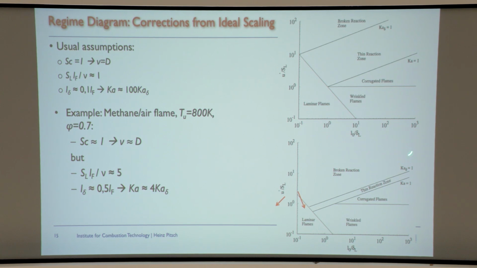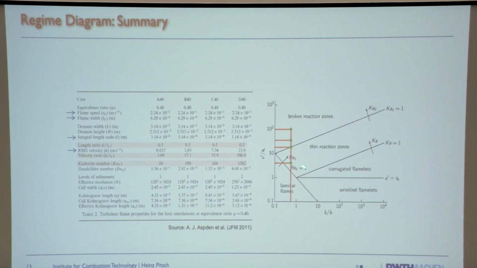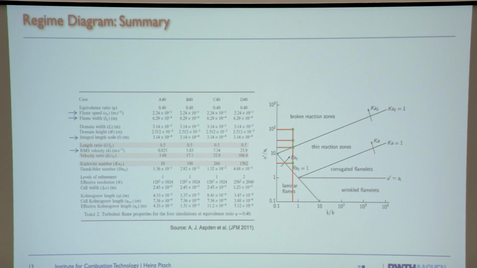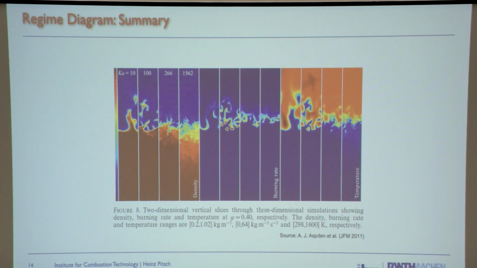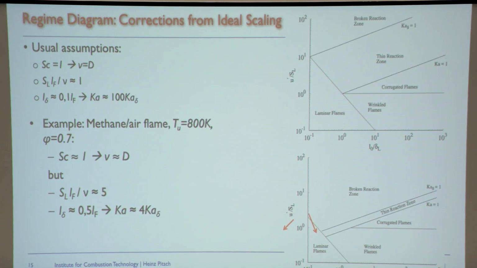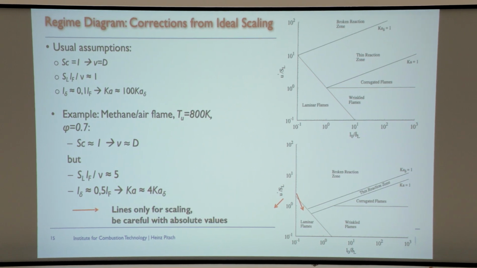So this is how we usually look at this, but don't look at these lines like they must be exactly there. For example, here, I would say this one, is it in the thin reaction zones or in the broken reaction zones regime? We don't know because this line is not exactly there. We just know if we go from a point of smaller Karlovitz number to higher Karlovitz number, we move in that direction. So again, that's just a word of caution. Don't take the positions in a diagram like this too literally.